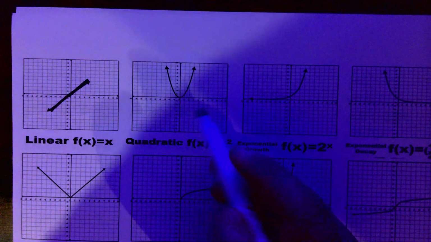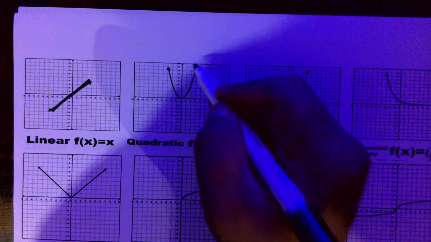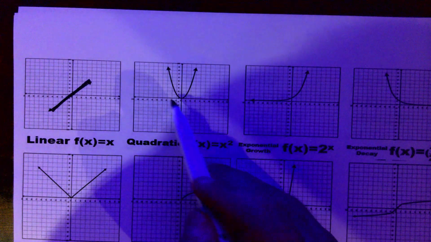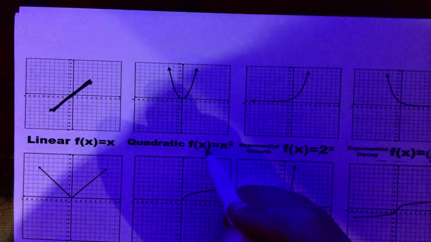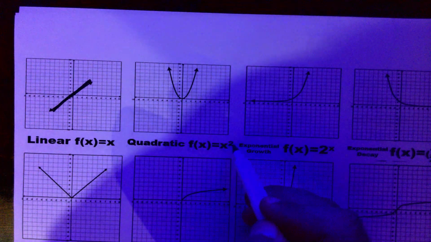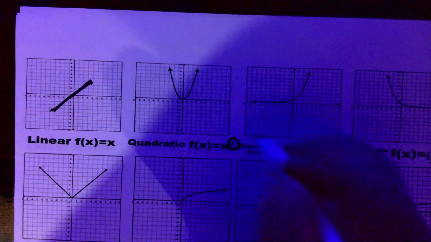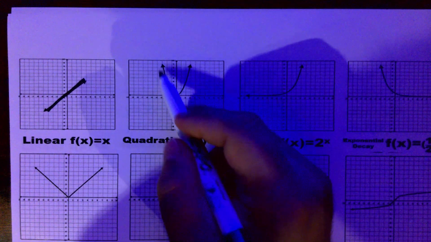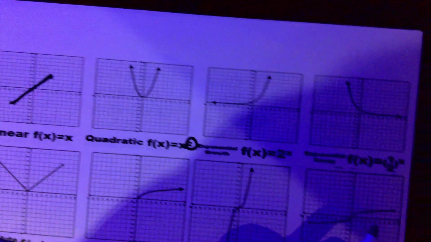All right, the next type is this U shape. This is the trademark of a quadratic. A quadratic function is the y value is equal to x value squared. And so the key here is the little 2. And so quadratic, U shape.